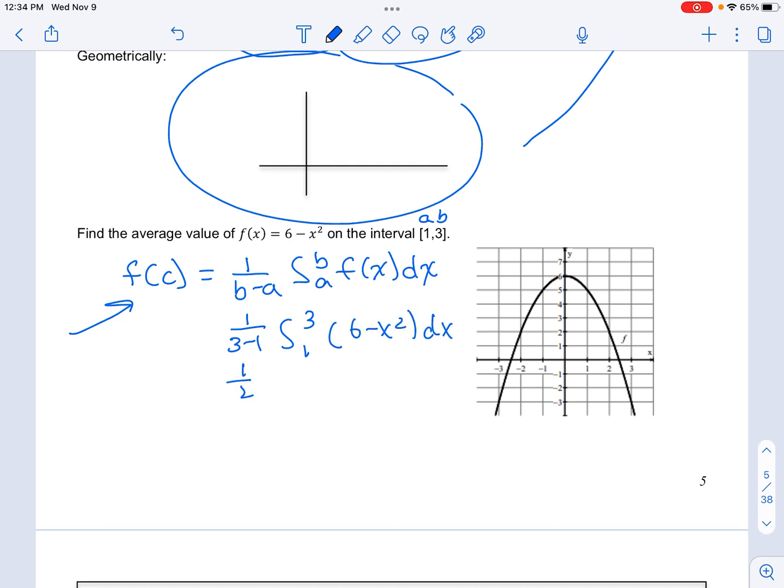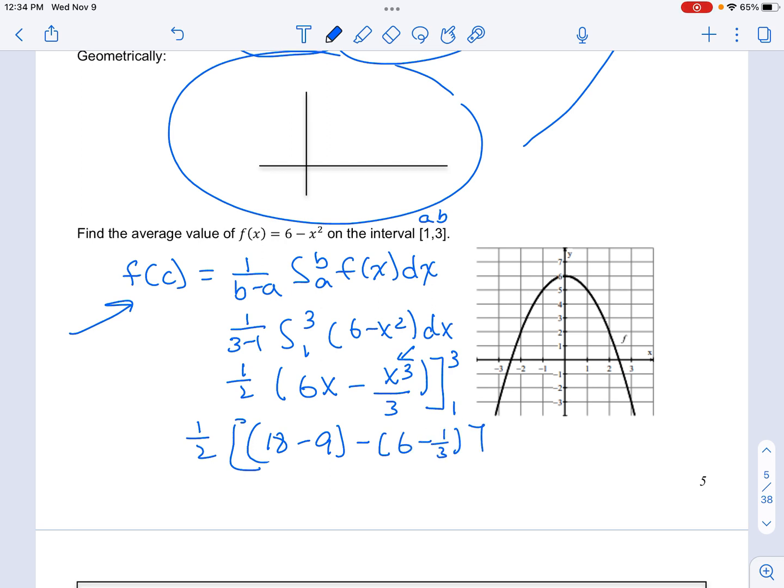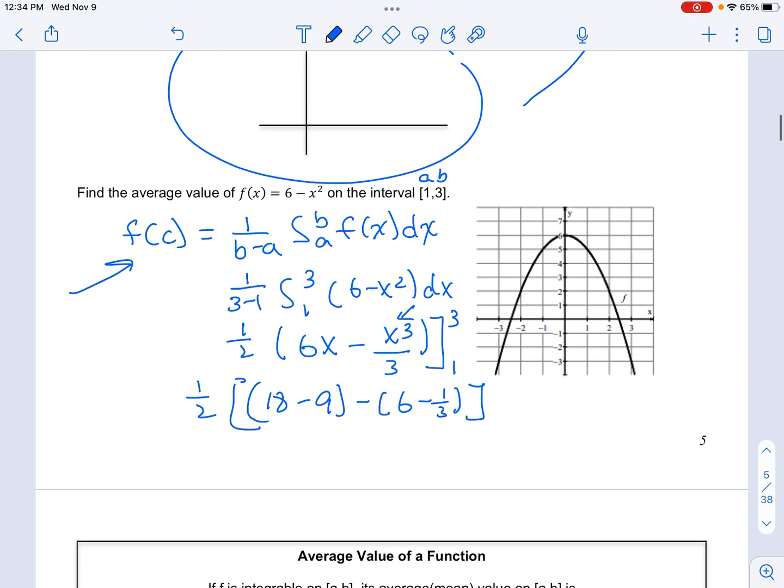So this is 1/2. And I can take the antiderivative, 6x minus x cubed over 3, and my bounds are 1 to 3. I'm going to pull this 1/2 in the front. If I plug in the 3, I have 18 here, and this is going to give me 27 divided by 3, which is 9. Now subtract off what I get when I plug in the 1. So this is 6 minus 1/3. This is my average value.